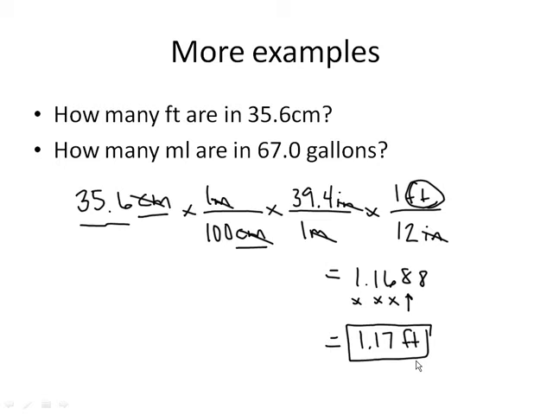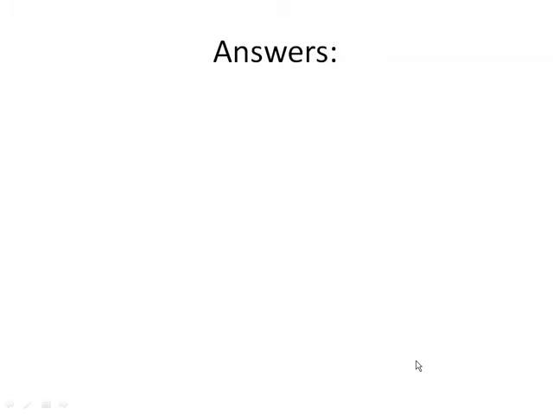Okay. How many milliliters are there in 67 gallons? I think I have, yes, I have a place to write. So 67.0 gallons. And I want to go to milliliters. So this is where I'm going to ask you to pause your recording and actually walk yourself through doing this conversion. And then we'll come back together when you're done doing that. You can restart the recording and I'll go through the answer.